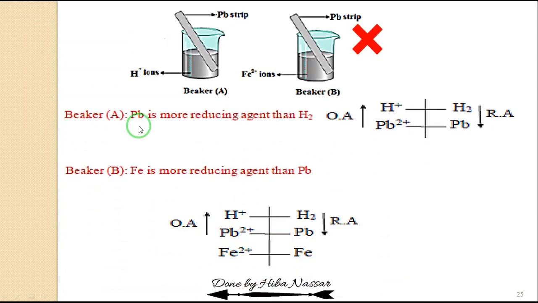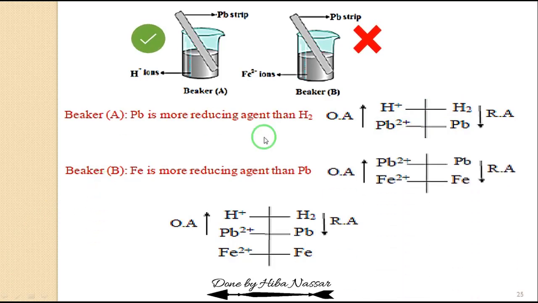So here in beaker A, we can say that Pb is a stronger reducing agent than H2. So the Pb2+/Pb couple will be placed below the H+/H2 couple in the classification. In beaker B, since there is no reaction, we can say that Fe is a stronger reducing agent than Pb. So here Pb2+/Pb will be placed above Fe2+/Fe in the classification. So this couple Pb2+/Pb will be in the middle between H+/H2 and Fe2+/Fe.